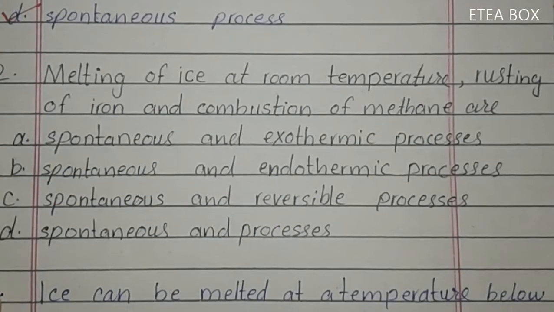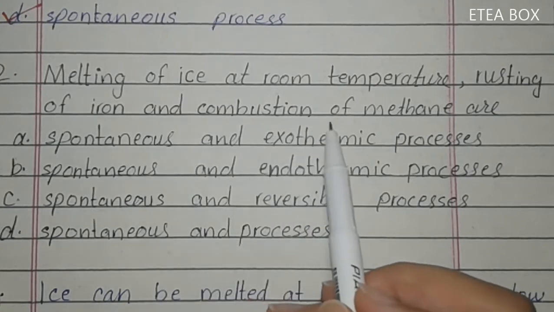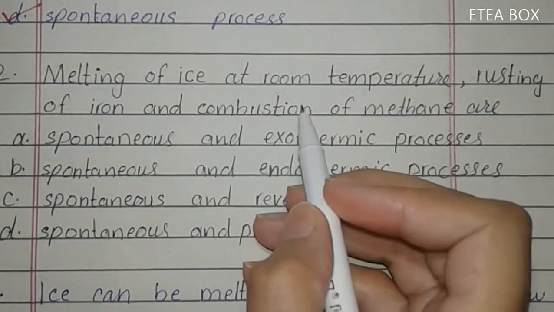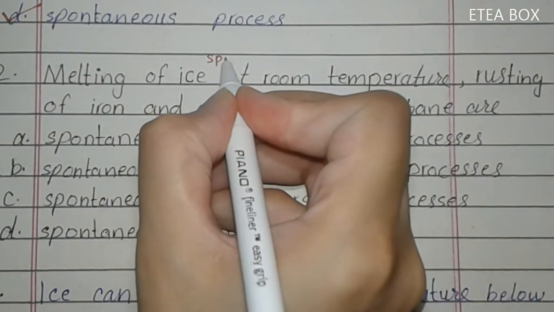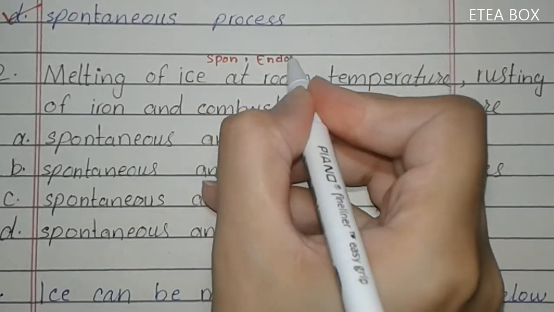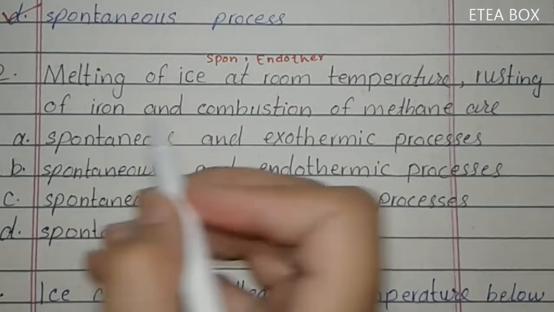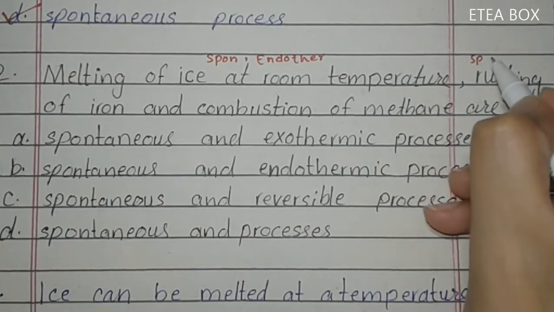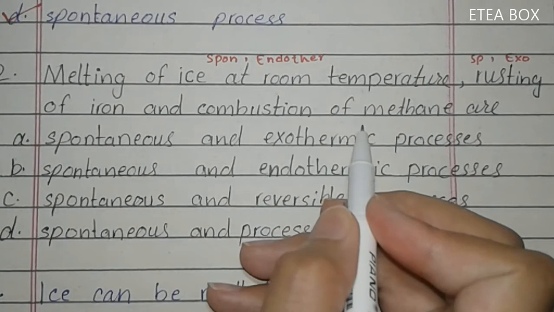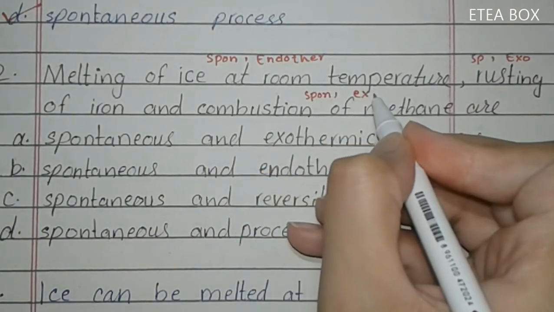Second MCQ: melting of ice at room temperature, rusting of iron and combustion of methane are. Now look here, melting of ice at room temperature is a spontaneous process, and it is endothermic. Rusting of iron is a spontaneous process but it is exothermic. And combustion of methane is also a spontaneous process and it is exothermic.